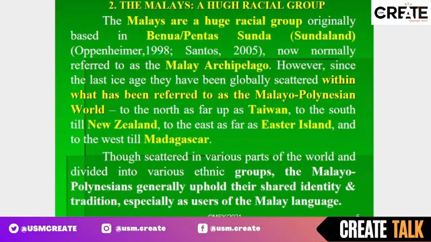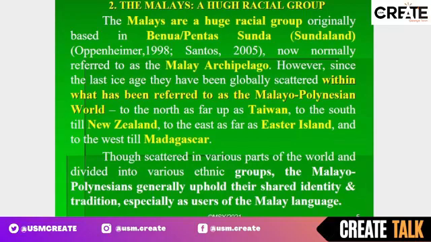So now we are in the second part. The Malays, a huge racial group or anthropological grouping. The Malays are a huge racial group originally based in benua or pentas Sunda. The English term is usually Sundaland. This has been highlighted very recently by Santos and before that by Oppenheimer. Now referred to as the Malay archipelago.